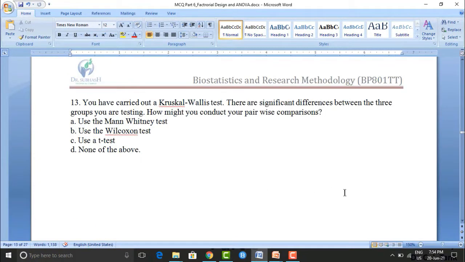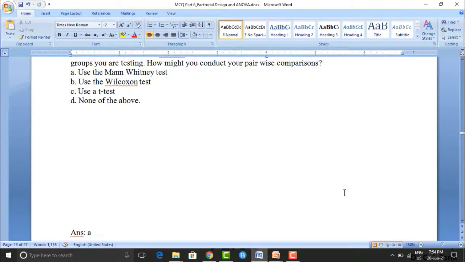You have carried out a Kruskal-Wallis test. There is a significant difference between the three groups you are testing. How might you conduct your pair-wise comparison? Option A, use the Mann-Whitney test. Option B, use the Wilcoxon test. Option C, use a t-test. And option D, none of the above. यहाँ पे सही आंसर है, that is option A, use the Mann-Whitney test.